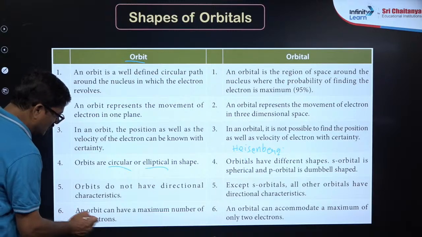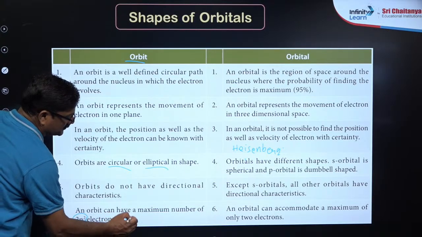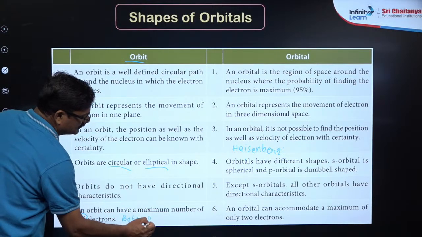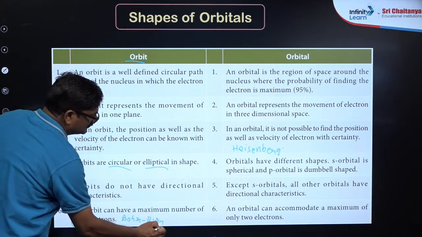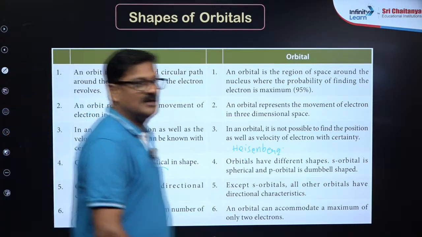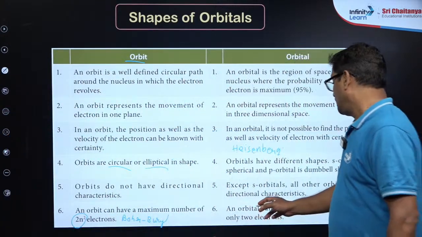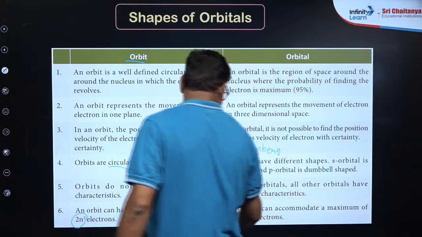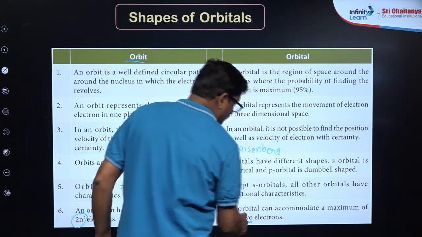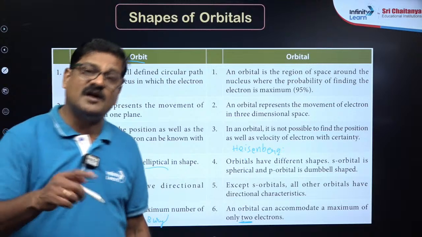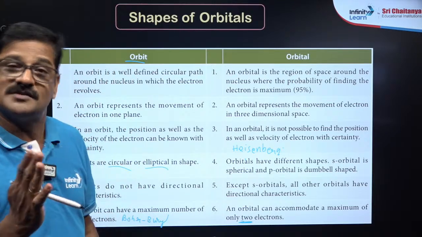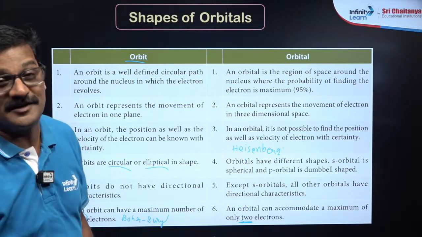Two n square rule, that is called the Bohr-Bury principle. And an orbital can accommodate a maximum of only 2 electrons. Any orbital can have 2 electrons. Sir, you said the p orbital has 6 electrons.